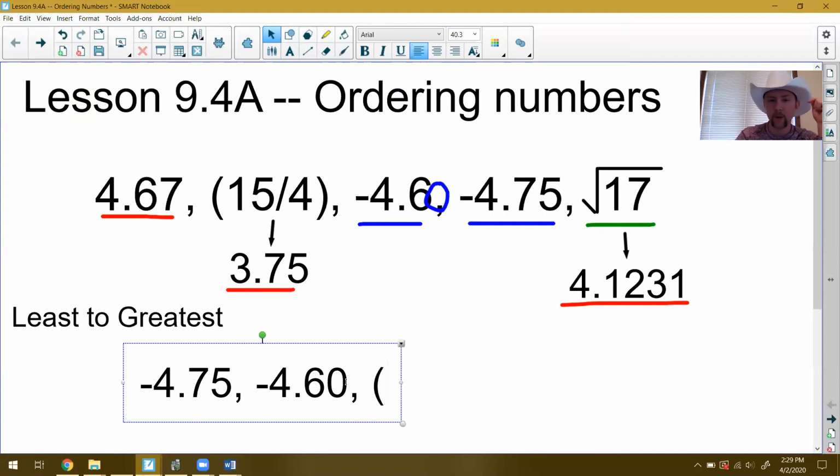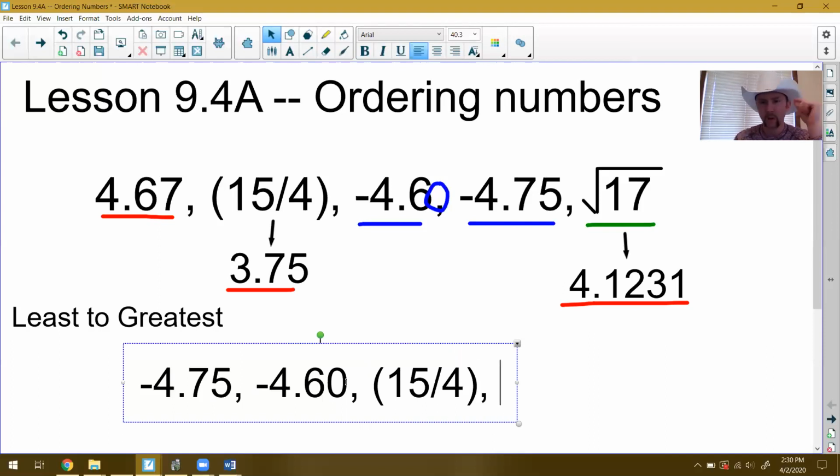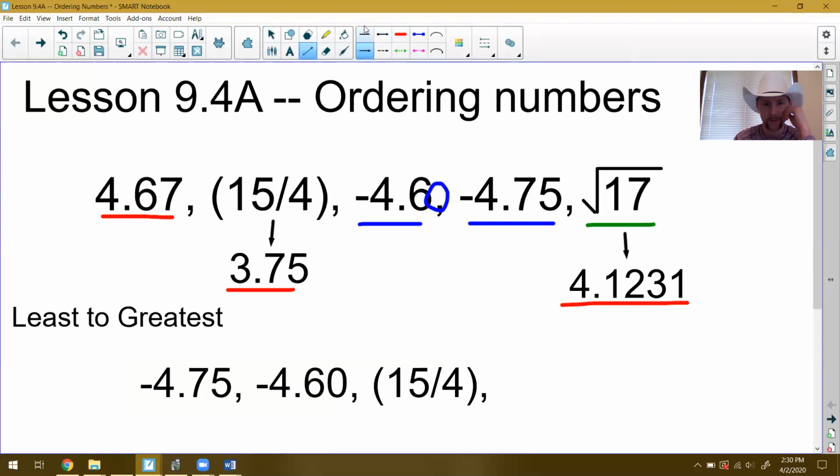Or if you prefer to go back to the way they originally gave them to you, you can go ahead and do 15 over 4, or 3.75. I don't really care which one you do. The next one, okay, so now I'm done with that one. I've dealt with this. This one's gone. So now I'm dealing with 4.67 and 4.1231.